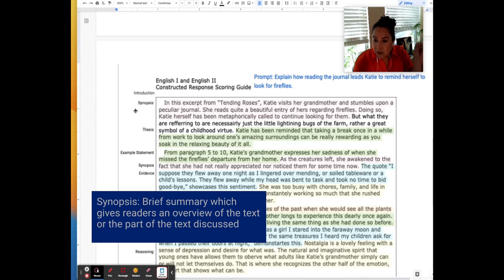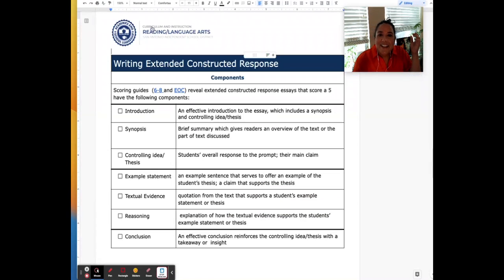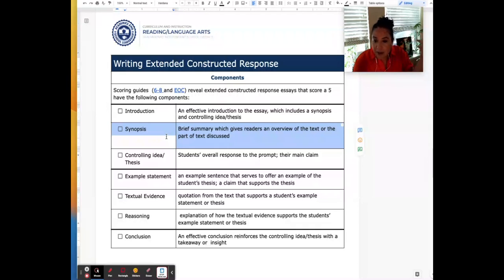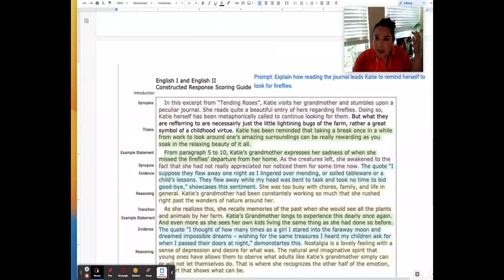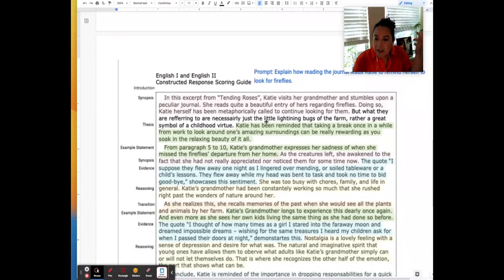So the student writer writes, in this excerpt from Tending Roses, Katie visits her grandmother and stumbles upon a peculiar journal. She reads quite a beautiful entry of hers regarding fireflies. Doing so, Katie herself has been metaphorically called to continue looking for them. It's beautiful, right? And so here we can see, when we look at what a synopsis is, it's just a brief summary which gives readers an overview of the text or the part of the text discussed. And we can see how that could be helpful, right? It's like a summary. This is what the text was about. And then the synopsis leads up into the thesis.